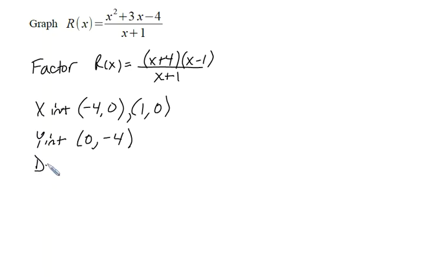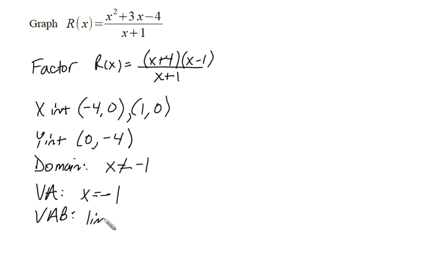The domain in this problem is just going to be the fact that x is not equal to negative 1. What's happening at negative 1? Well, that's a vertical asymptote. So then we have to do our vertical asymptote behavior to figure out what's happening on each side of x equals negative 1. So we're going to look at negative 1 from the left, and we're going to look at what's happening at negative 1 from the right of our function r of x.